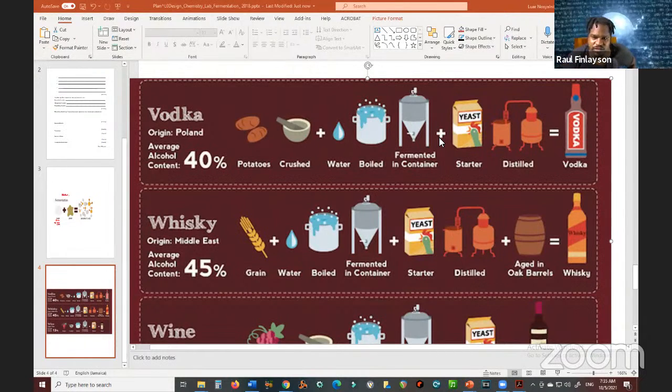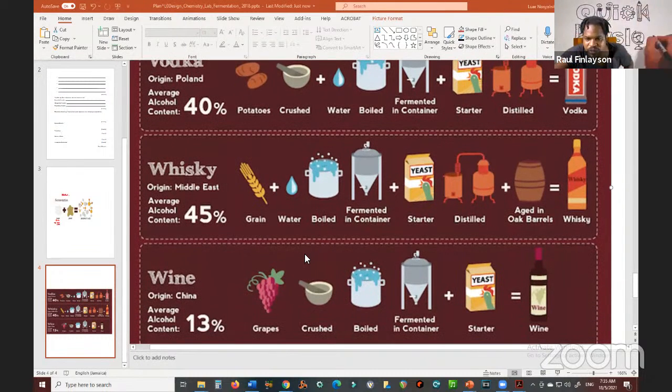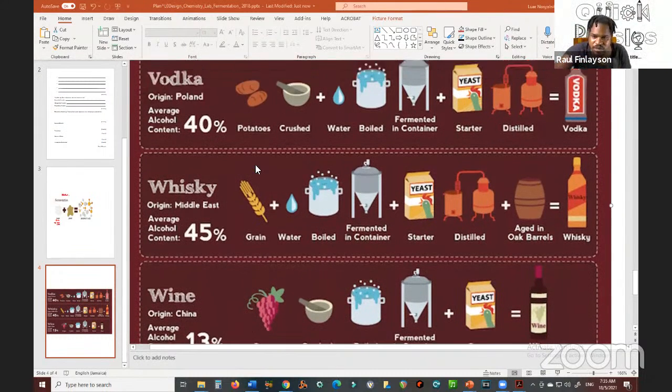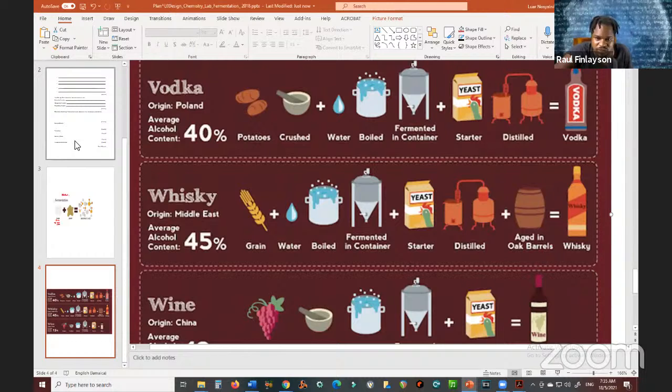So you're getting the recipe for vodka here. This is done in Poland, as they say. And of course, the same thing. So you're inspired here, guys. You can run with any one of these. You can use these, or just use something else, and write your steps. That's where you get your marks from.